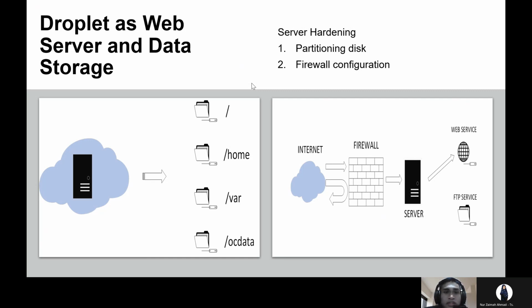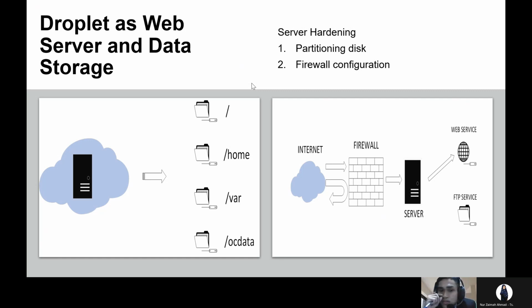So the first one is partitioning. Basically, the data from the user was stored on the web directory, so it may impact the server and the performance of the VPS itself. So with this configuration, I will separate the on-cloud data into another directory.